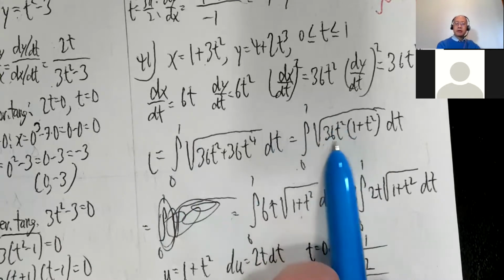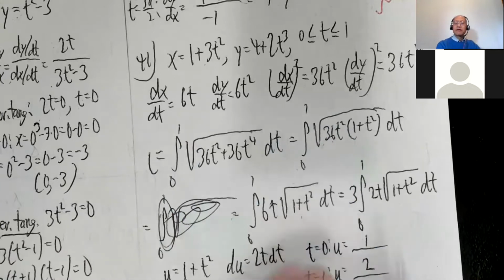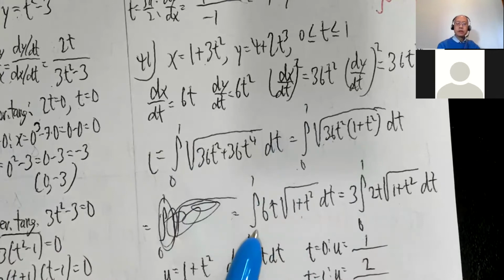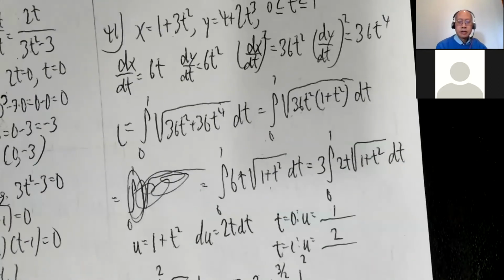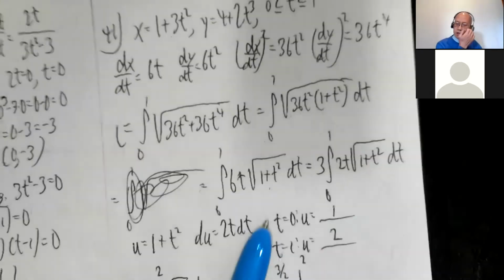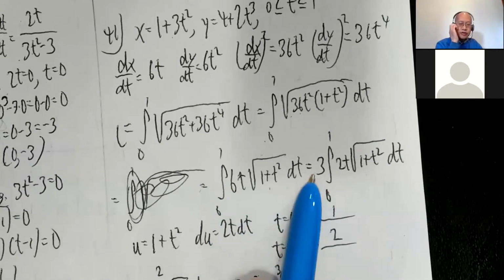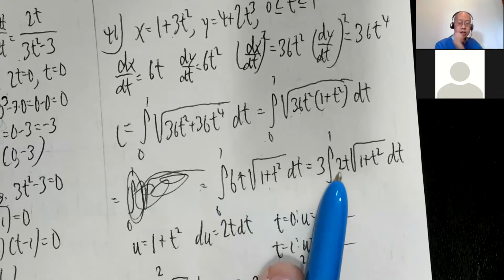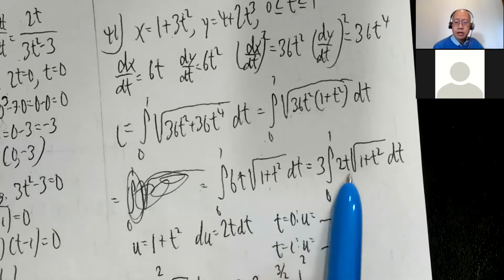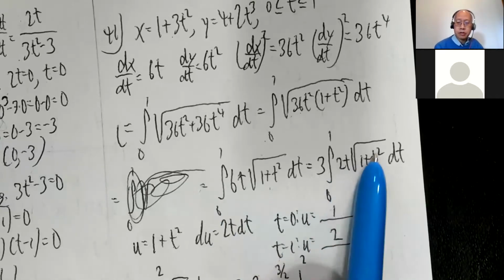This thing comes outside, becomes 6t. I don't have to worry about absolute value because I'm between 0 and 1. So 6t. Now here's a trick you may not have seen before. For some strange reason, I'm going to change the 6 into a 3 times 2. Can you see why I want to do it that way? To plan for my u substitution, right?